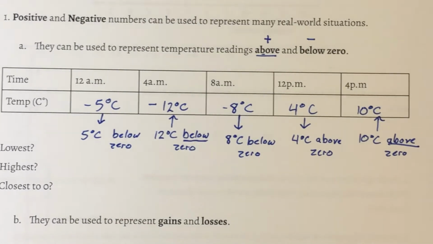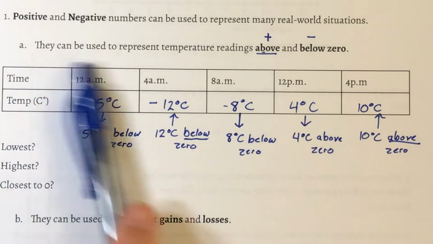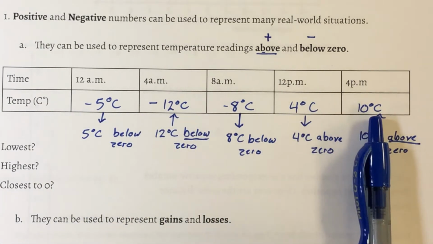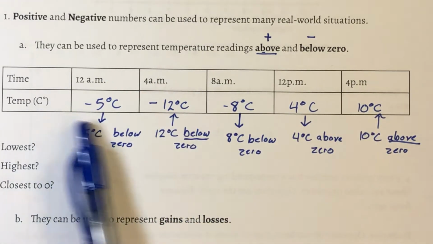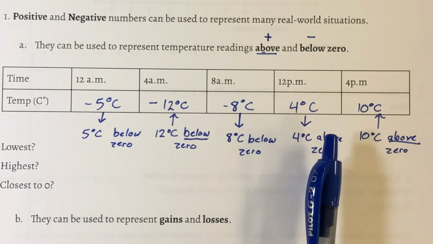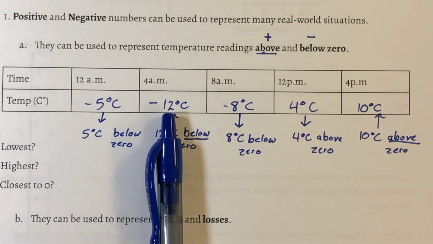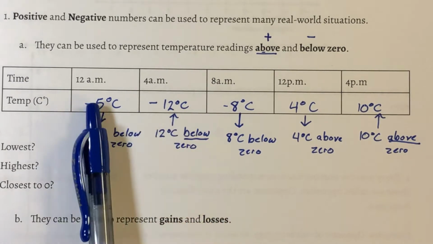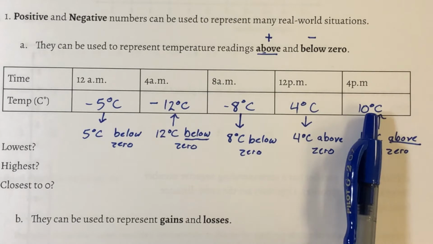Okay, 3 quick questions. Which one is our lowest temperature? So I have -5 degrees Celsius, -12, -8, +4, and +10. Now, when dealing with negative numbers, it's very useful to think of them as temperatures because the colder it is, the lower the number really is. So you think, well, 12 is the largest number on here, but that's not actually 12. That is -12. That means it's 12 below zero. This is 5 below zero. That's 8 below zero. This would be 4 above zero and 10 above zero.